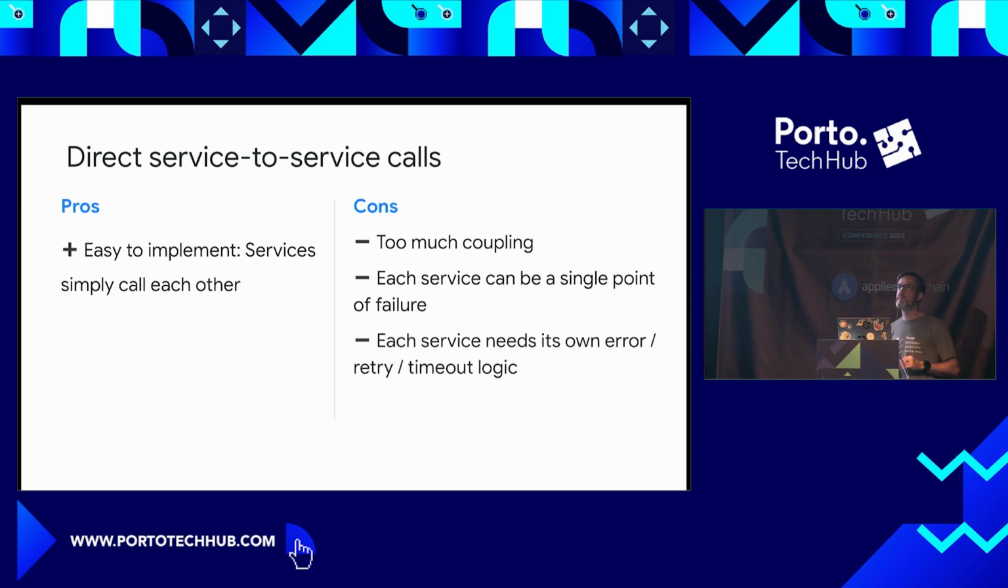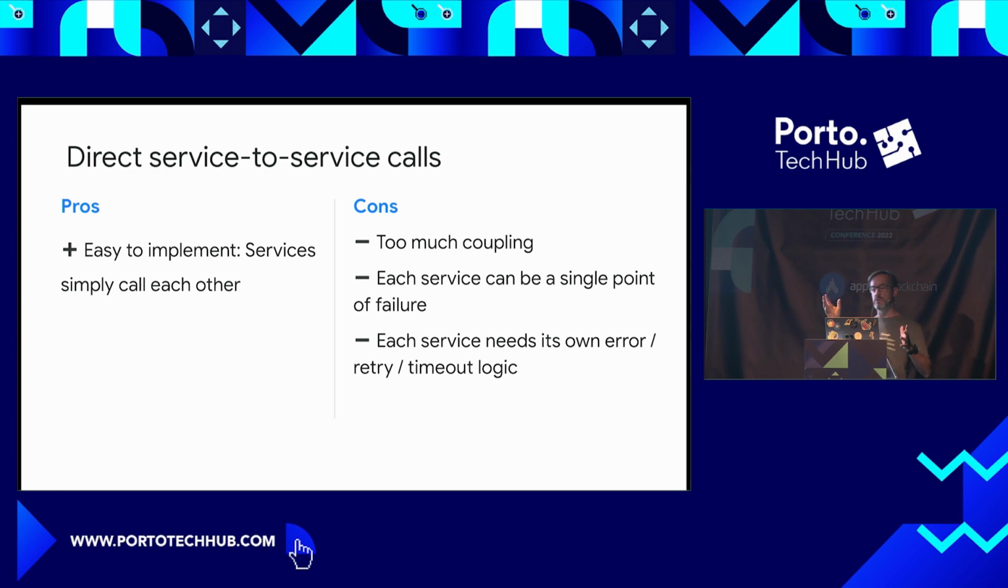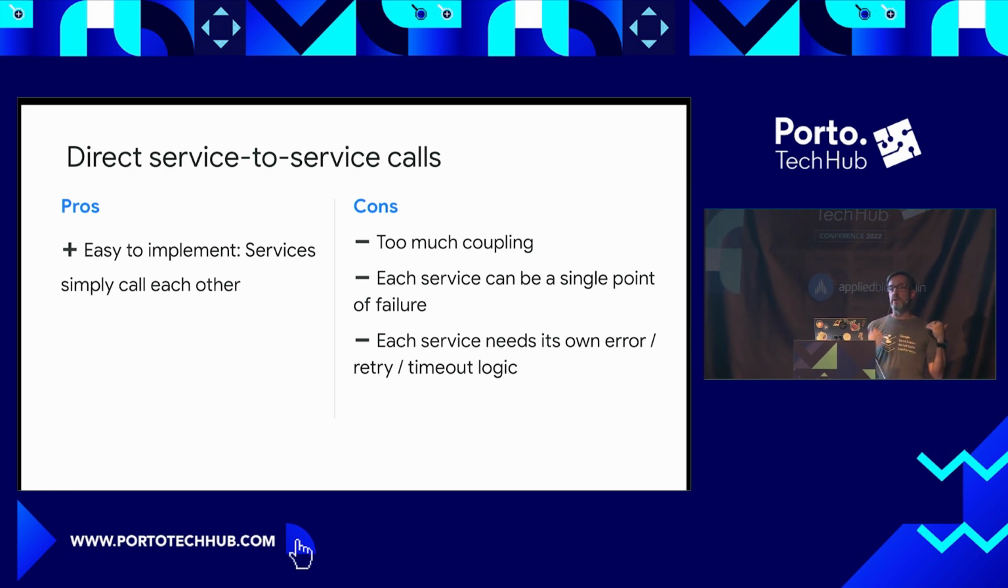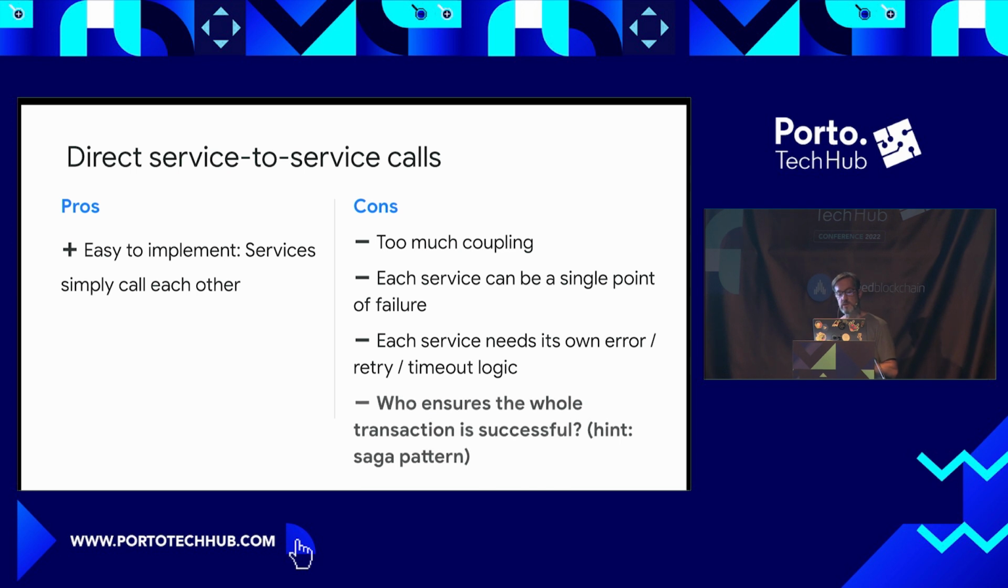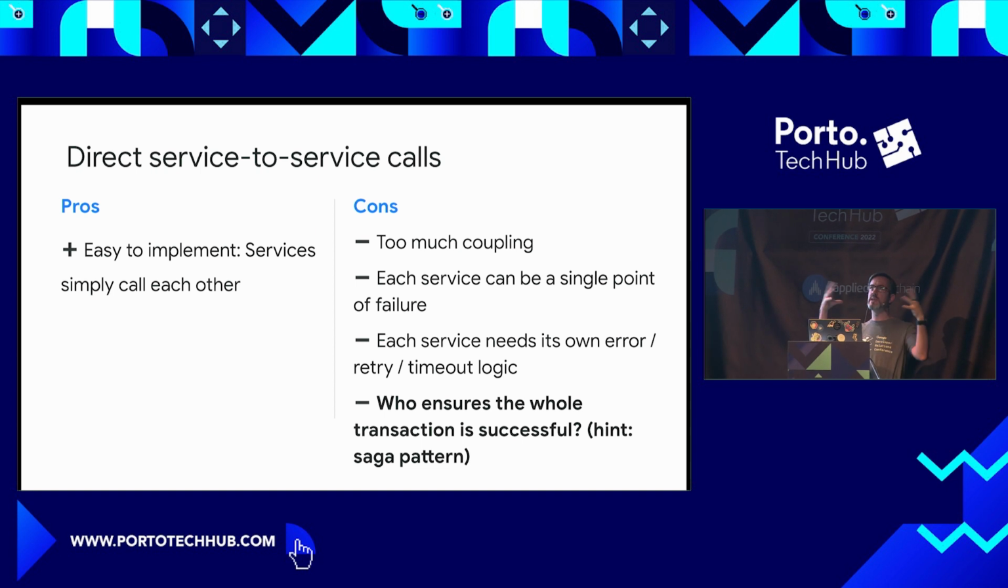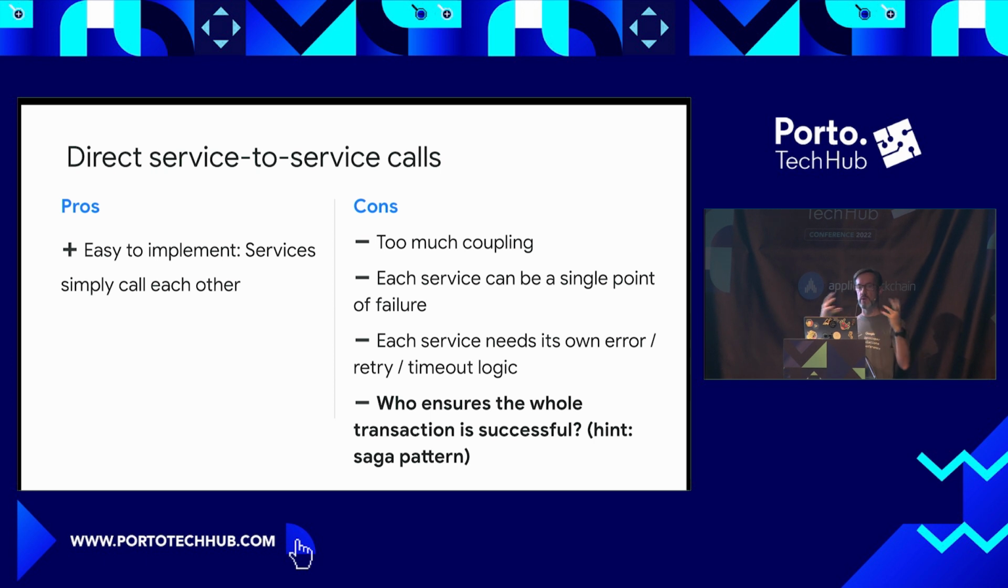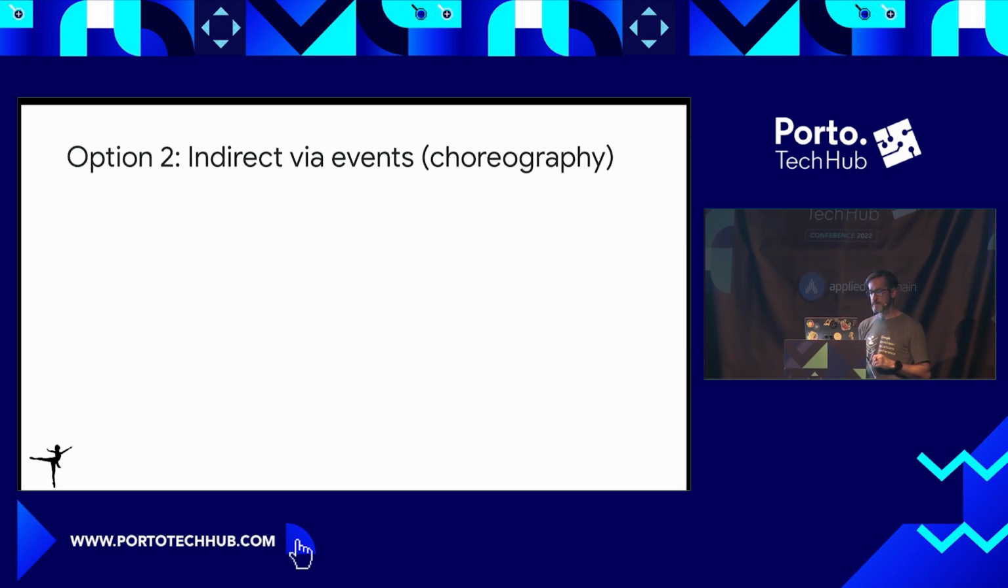And also, each service that calls another service needs to handle properly things like errors, retries if the service fails, and timeout logic, maybe if a service takes too much time to respond. And also, who really ensures that the whole business transaction is successful? Somehow we need some kind of good microservice that would be able to see what's going on through that invocation chain. And we'll speak later on about a pattern called the Saga pattern, which is a way to handle things like compensation operations for bigger business processes.